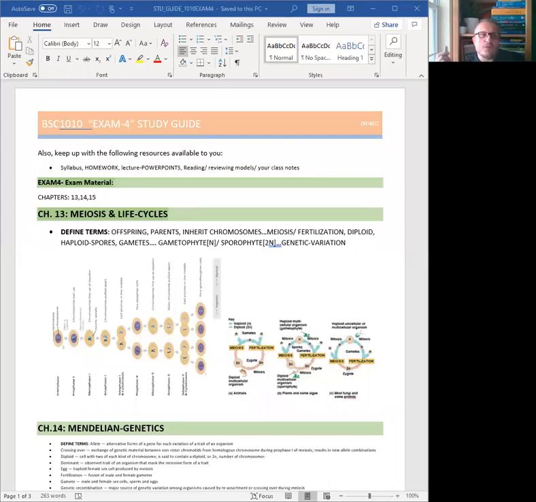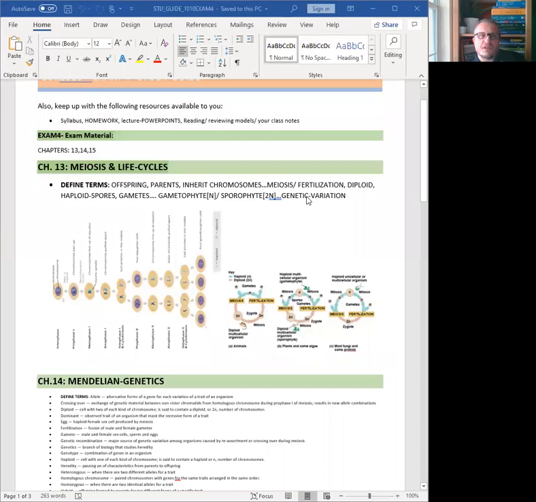So we have three chapters in the coming exam, which are 13, 14, and 15. 13 is Meiosis and Life Cycles, 14 is Mendelian Genetics, 15 is Chromosomal Theory. So what's in 13? Basically, you need to start with the definitions of the vocabulary: offspring, parents, inheriting chromosomes, meiosis versus fertilization, life cycles, diploid versus haploid, spores, gametes, gametophytes, sporophyte, genetic variation. What's causing genetic variation, right?